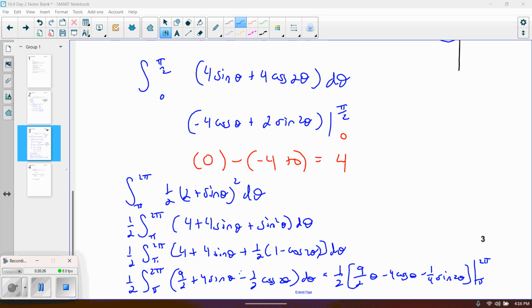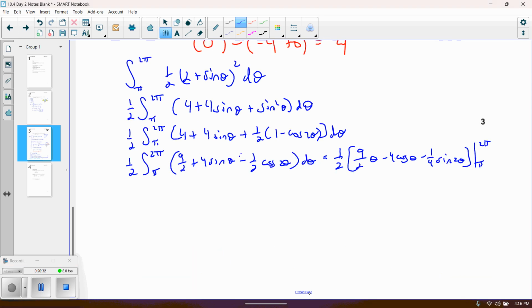Okay, so as you can see, I've worked through this a little bit, and this is where we're at. If you need to pause it right there to write some of that down, by all means, go ahead and do so. Let's plug in 2 pi and pi, and we should now have an answer that we can add to our 4. So we're going to get 1/2 of, plugging in 2 pi is going to give us 9 pi, 2 pi, cosine of 2 pi is 1, so minus 4. Sine of 4 pi is 0, so that's the first part.